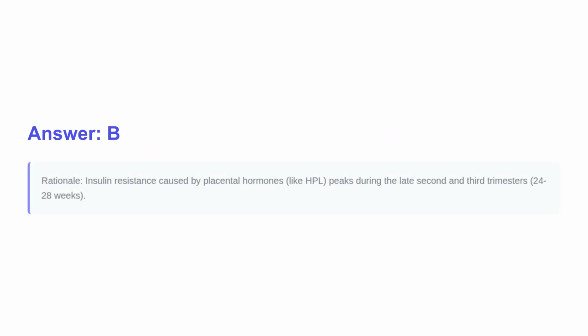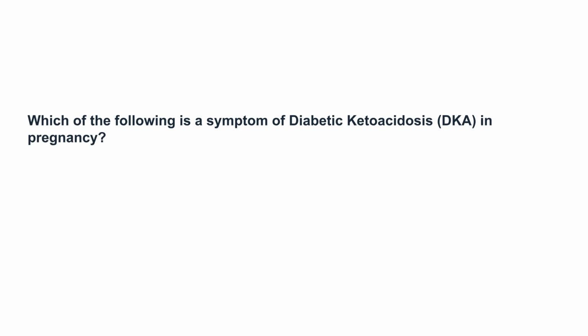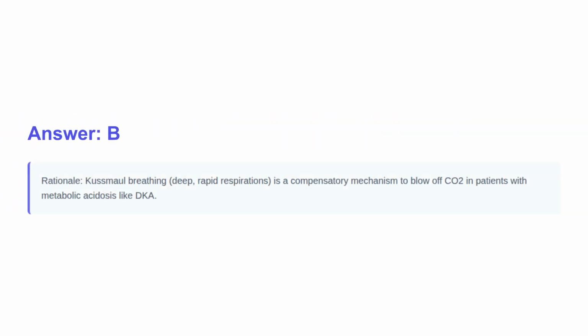The answer is B. Screening occurs at this time because placental hormone production peaks during the second and third trimesters, causing maximum insulin resistance. Which of the following is a symptom of diabetic ketoacidosis, DKA, in pregnancy? Options are hypertension, Kussmaul respirations, bradycardia, or peripheral edema. The correct answer is B. Kussmaul respirations are deep, labored breathing patterns that are a compensatory mechanism for metabolic acidosis in DKA.